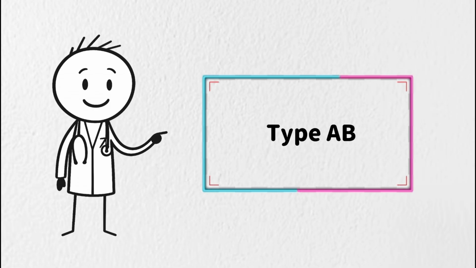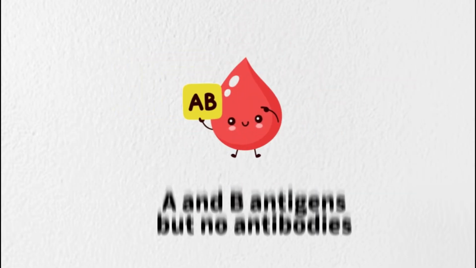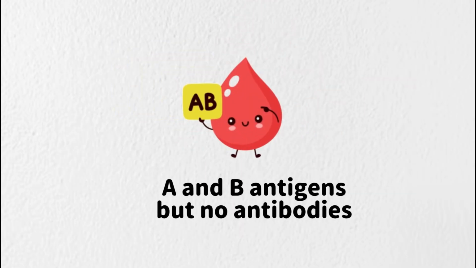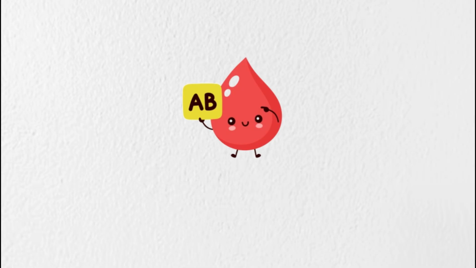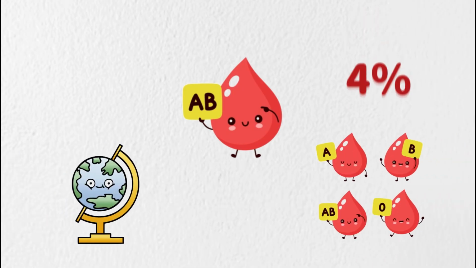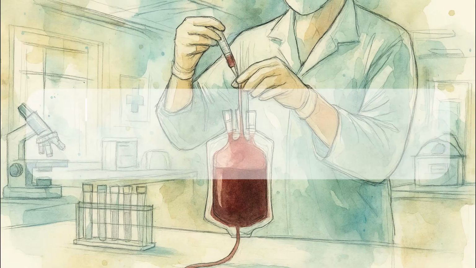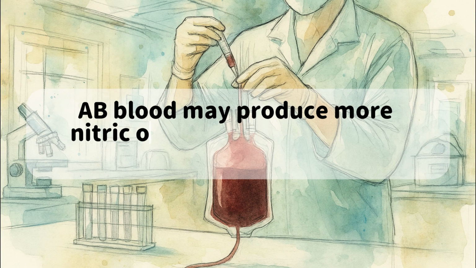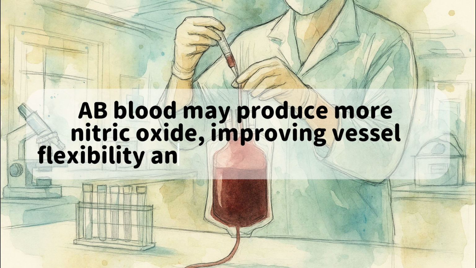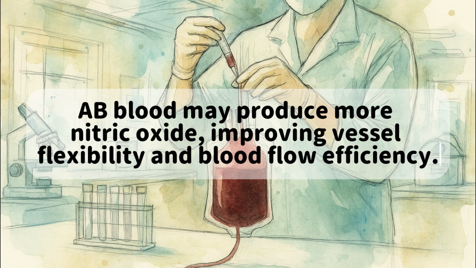Type AB. Type AB carries both A and B antigens, but no antibodies. It's the rarest ABO group worldwide at around 4%. This makes it valuable for plasma donation. AB blood may produce more nitric oxide, improving vessel flexibility and blood flow efficiency.